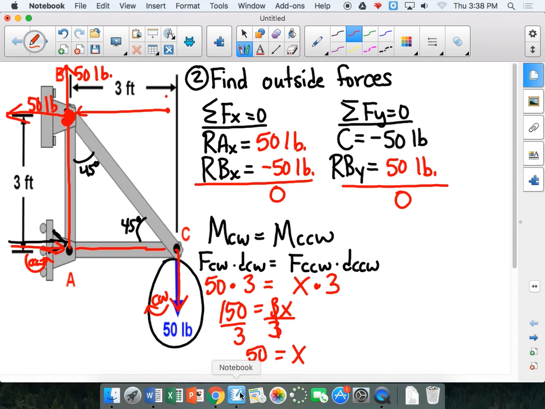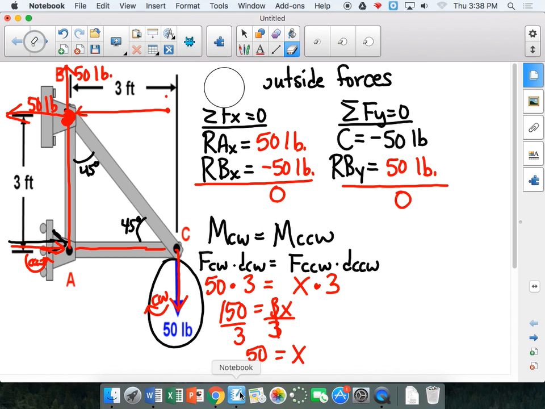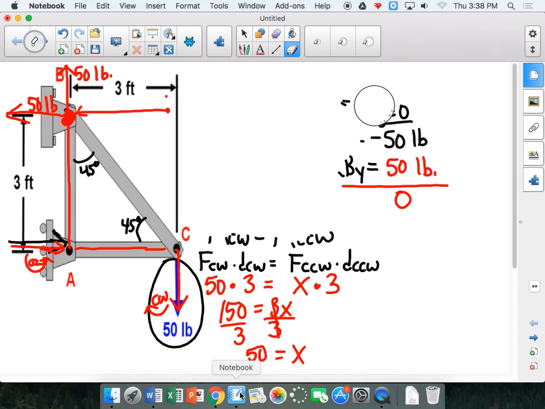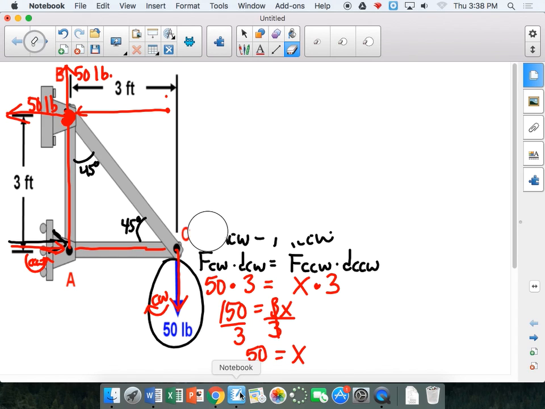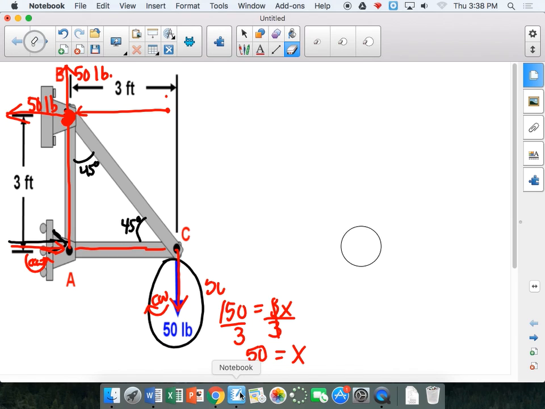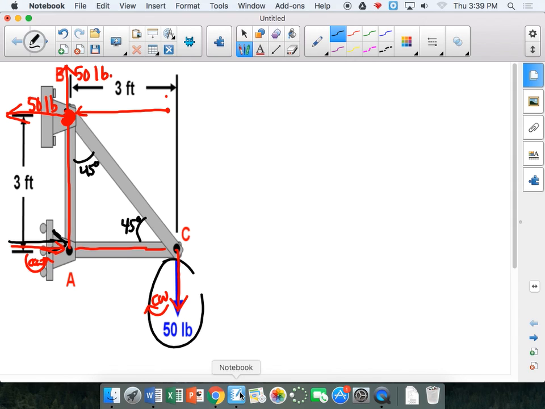So once we have found our outside forces, then we're ready to go ahead and do step 3, which is to find the forces of all of our members. Go ahead and erase this step. Again, if you want to pause the video at this point and do the outside forces on number 5, it might be beneficial for you to take this step by step instead of watching the whole video. So step 3 is find the member forces. And we do that by doing free body diagrams of all of our joints.